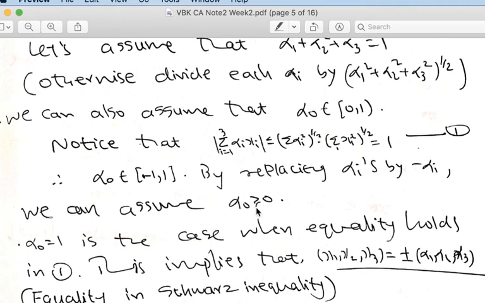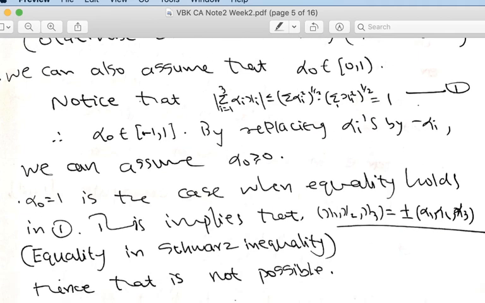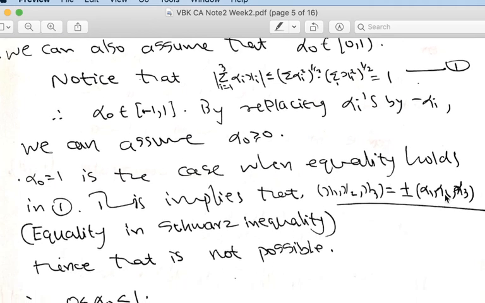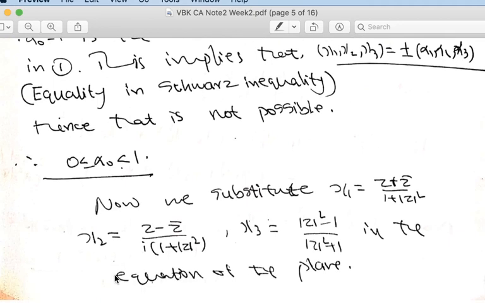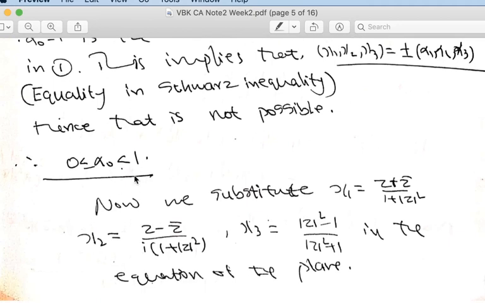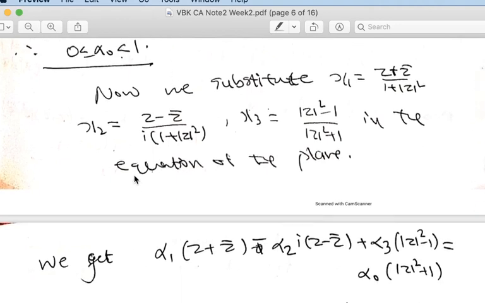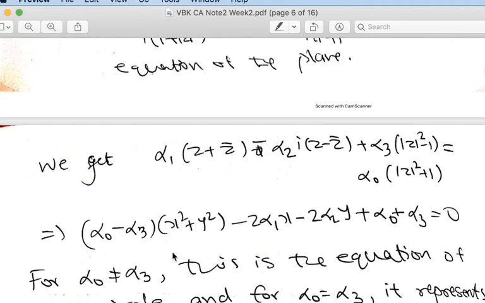By a simple multiplication by a scalar, you can assume that it is non-negative. But you can also prove that if alpha naught equals 1, you will have equality in the Schwarz inequality, where you will have linear dependence, and you will get that the corresponding set is only a singleton set, so it will not represent a circle. So you can assume that 0 is less than or equal to alpha naught, which is less than 1. Now a simple computation will give you this. This represents either a circle or a straight line. Once alpha naught equals alpha 3, it represents a straight line. Otherwise, it is a circle.